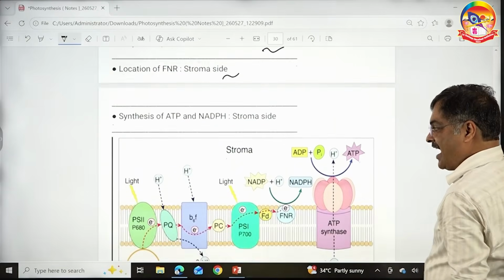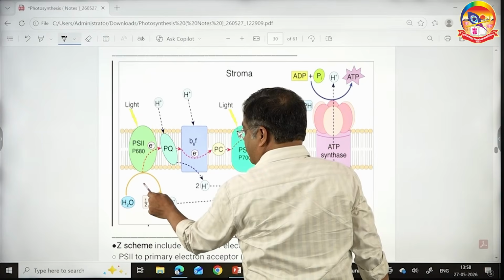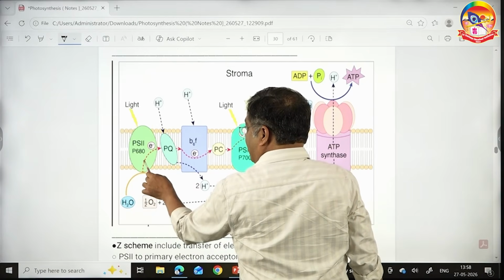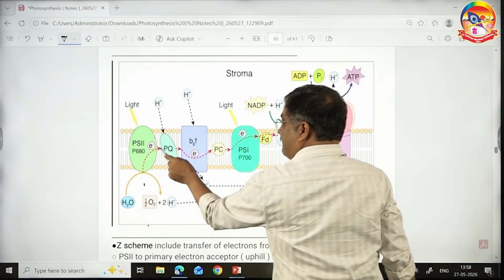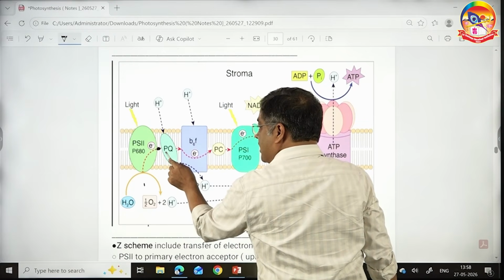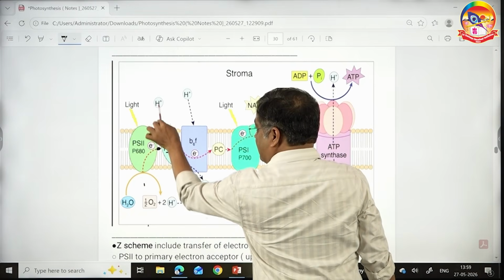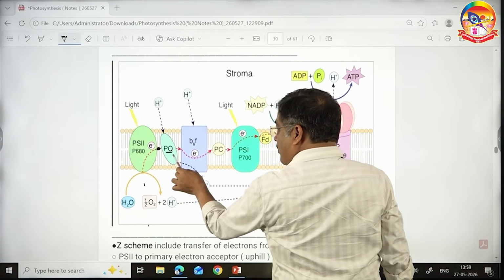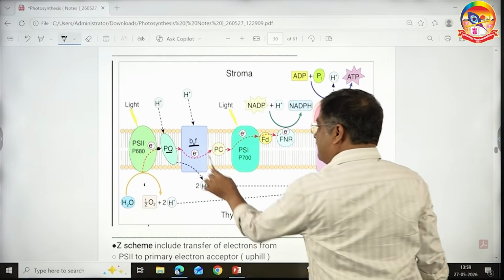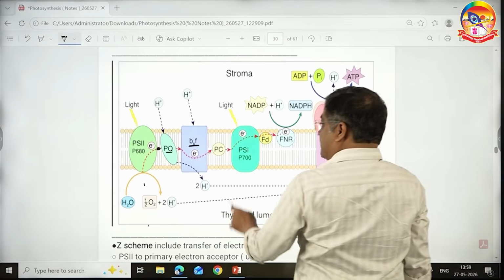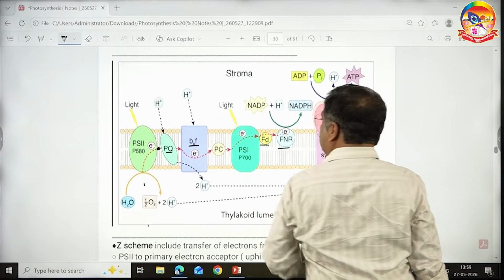Look here, this is the entire diagram. This is the one we studied. Water is breaking up here. First step is P680 losing electrons. Pheophytin is somewhere here. Then it loses electrons to plastoquinone, which we already discussed, accepting protons. Then PQH2 loses 2 protons and 2 electrons to cytochrome b6f. From here to plastocyanin. From plastocyanin, the electron goes to PS1, to ferredoxin, and ultimately to NADP.